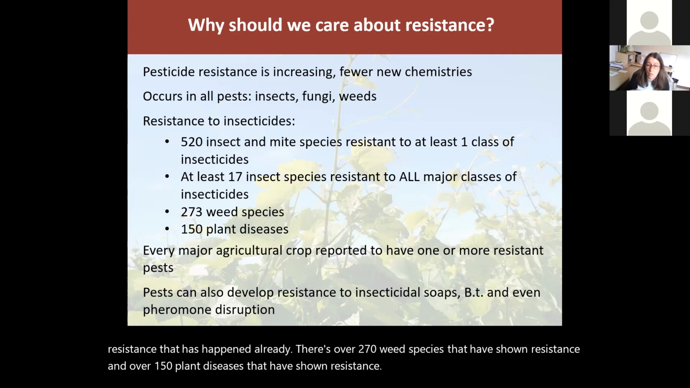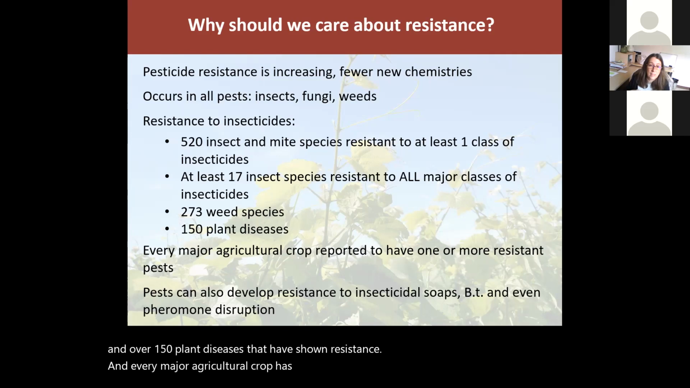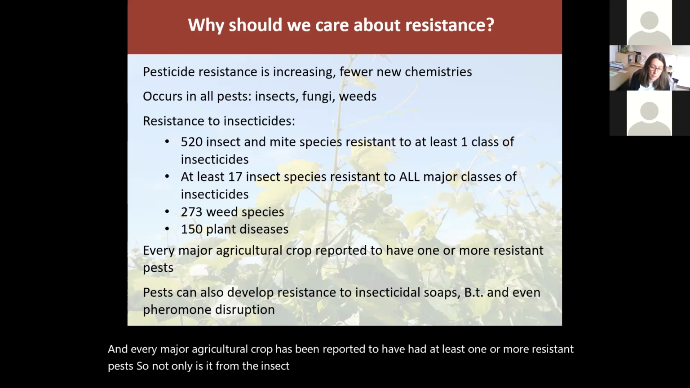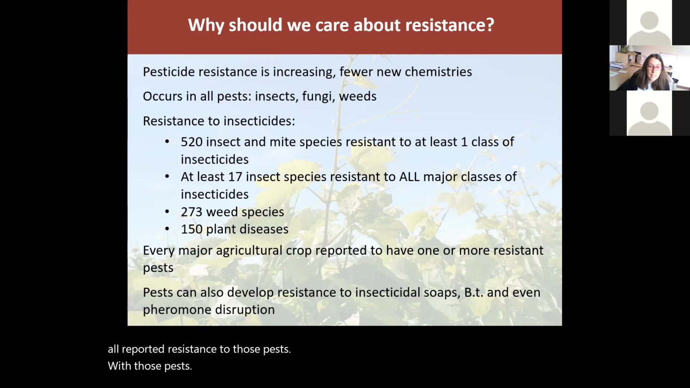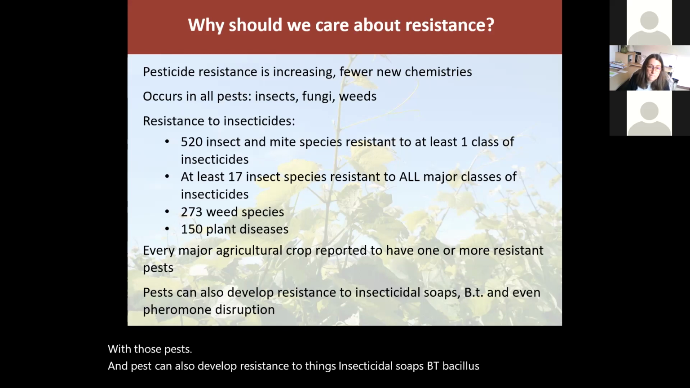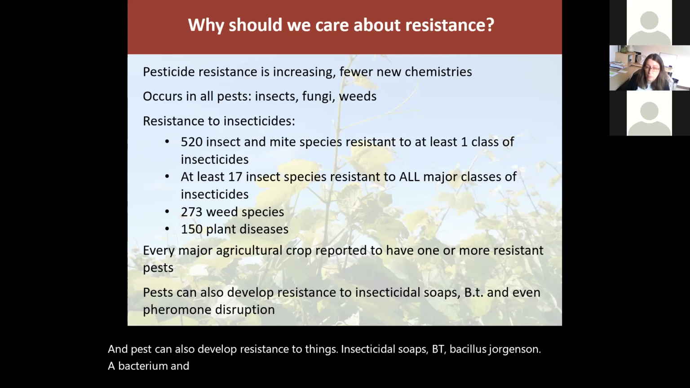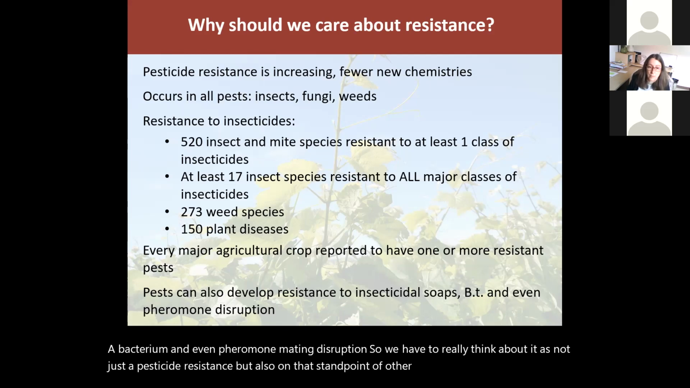And every major agricultural crop has been reported to have at least one or more resistant pests. So it's not only the insect, weed, or disease, but all the agricultural crops have reported resistance with those pests. And pests can also develop resistance to things like insecticidal soaps, BT, Bacillus thuringiensis, a bacterium, and even pheromone mating disruption. So we have to really think about it as not just pesticide resistance, but also from the standpoint of other aspects of pest management.